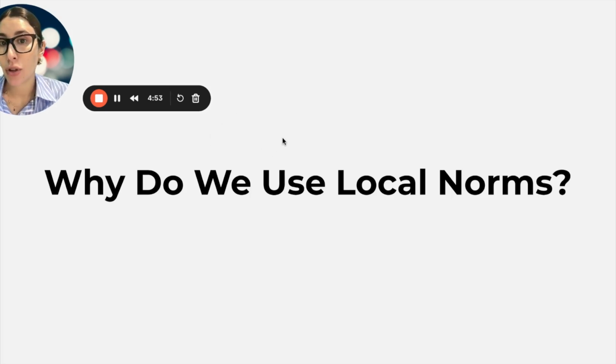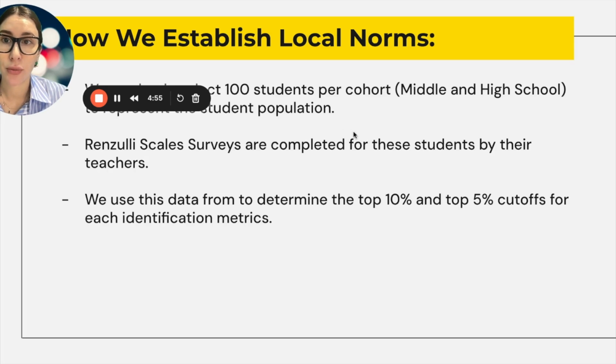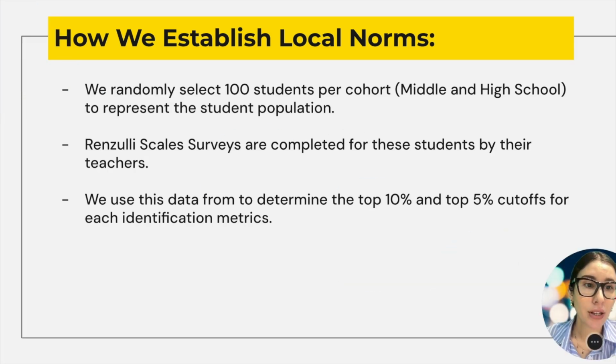And we will be establishing local norms using your help. So how are we going to be doing this? We have randomly selected 100 students per cohort. So 100 students in middle school have been selected, as well as 100 students in high school. These randomly selected students represent our student population.